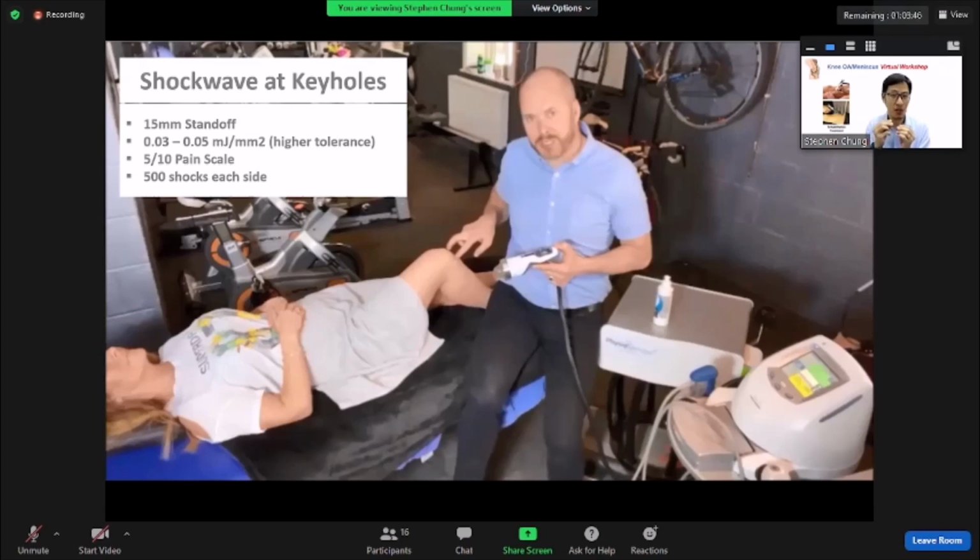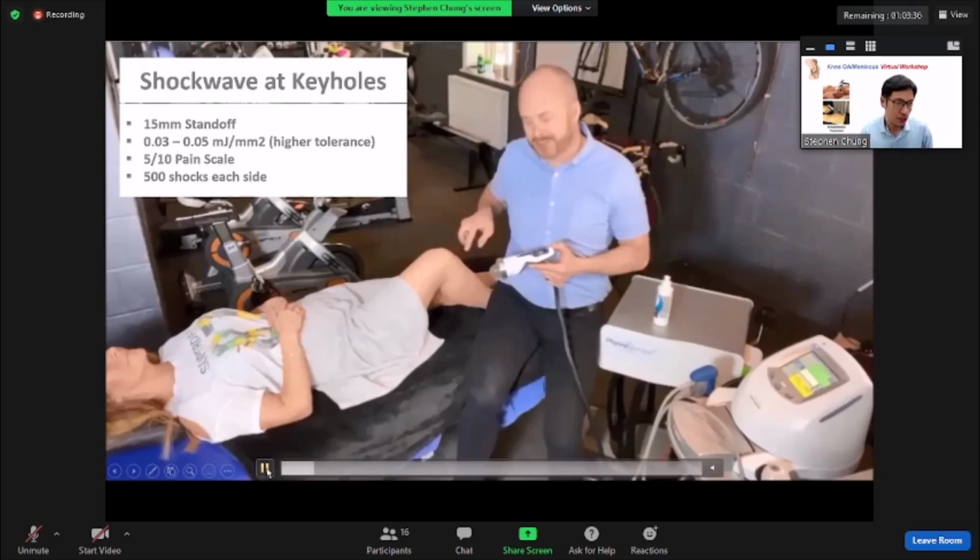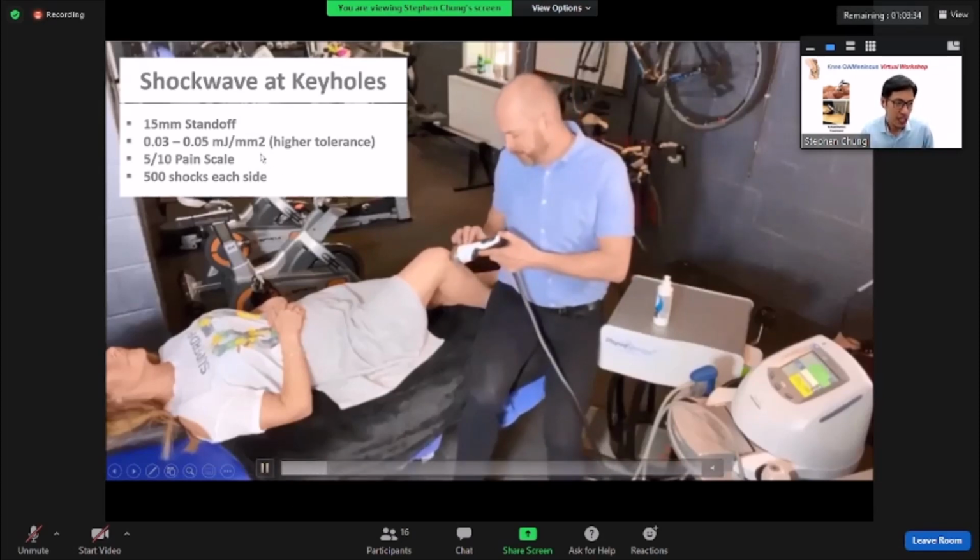the dimples just next to the patella tendon, both medial and lateral. We call it the keyholes. So that's why we want to deliver another 500 shocks on each of the keyholes. We start off again with the low energy.